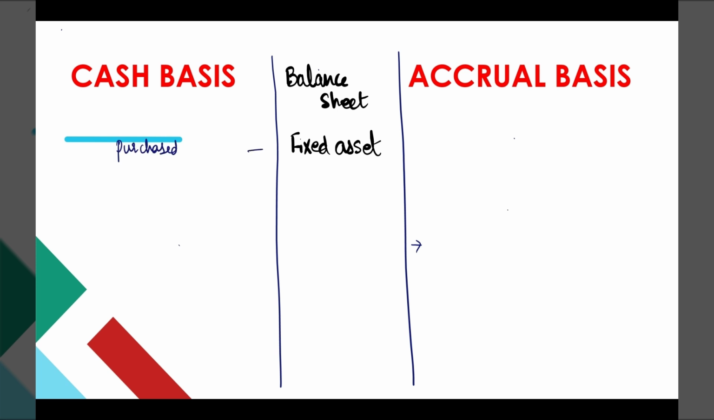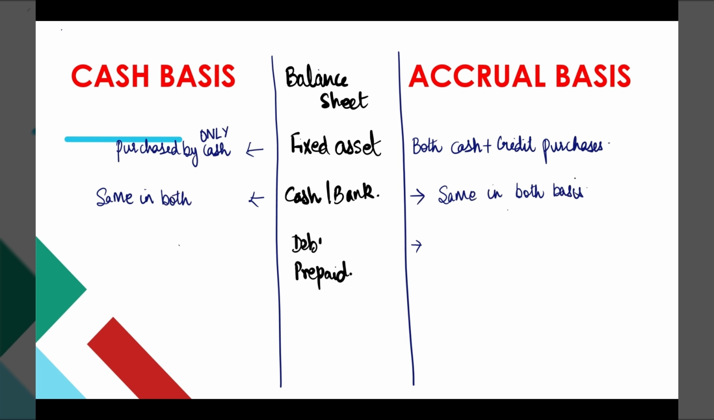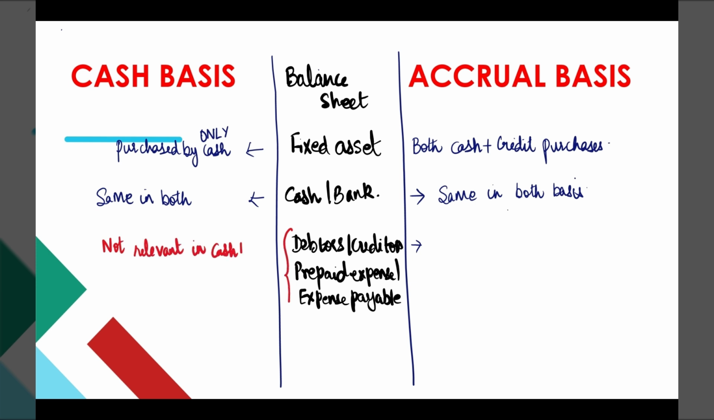We have fixed assets. In case of a cash basis of accounting, only those assets which are purchased by cash, for which cash is being paid, are accounted in the cash basis. Whereas in accrual basis, both cash and credit purchases are accounted. How about cash and bank balance? There is no distinction. Both cash basis and accrual basis have the same balances. How about debtors, creditors, prepaid expense, expense payable? These are accounts which are not relevant when it comes to cash basis because these accounts arise only because of accrual basis of accounting. So whatever is the closing balance is shown in the accrual basis of accounting.